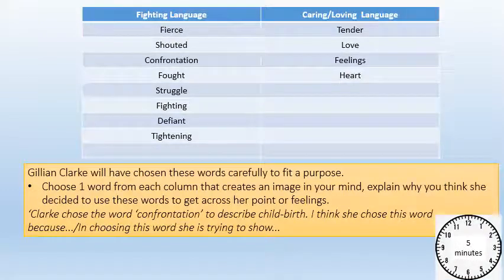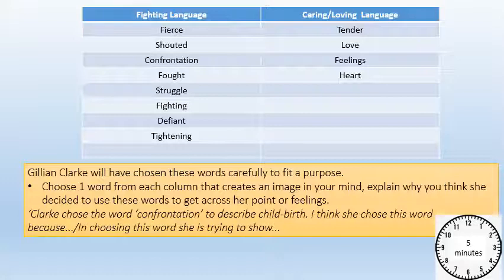If you haven't managed it yourself, you can now copy these in. Fierce, shouted, confrontation, fought, struggle, fighting, defiant and tightening is all fighting language. And on the caring, loving language side, tender, love, feelings and heart. So Gillian Clarke would have chosen these words carefully to fit a purpose.